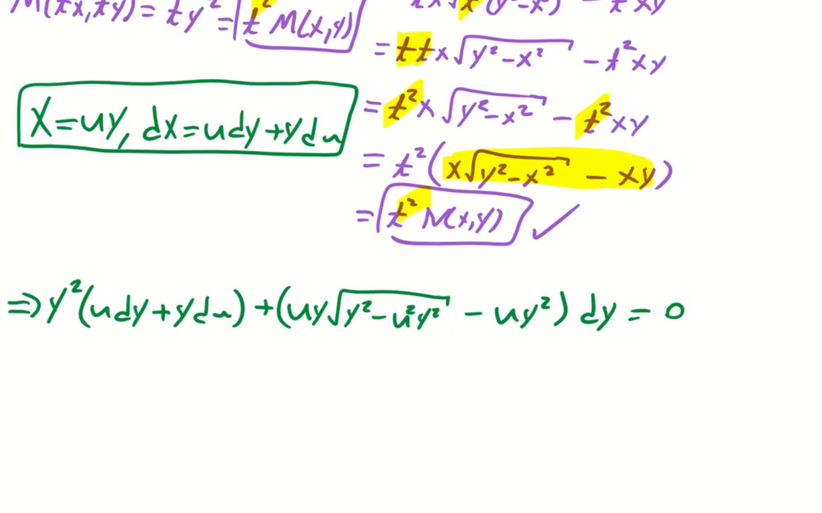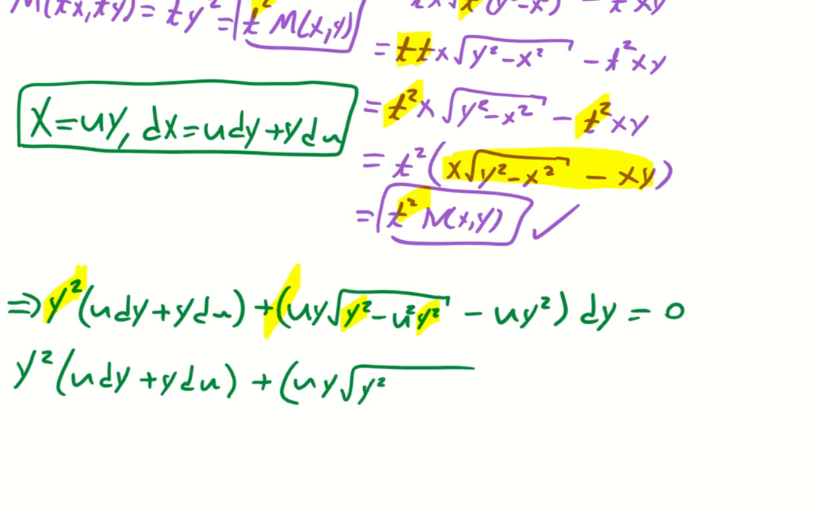And like any good homogeneous equation, and this is of degree 2, we have this y squared, it's degree 2. We should be able to factor out a y squared with the second expression. We have y squared times the quantity u dy plus y du plus, we have y squared here and a y squared here. We can factor that. So we have u times y times the square root of the quantity y squared, and that y squared is times the quantity 1 minus u squared.